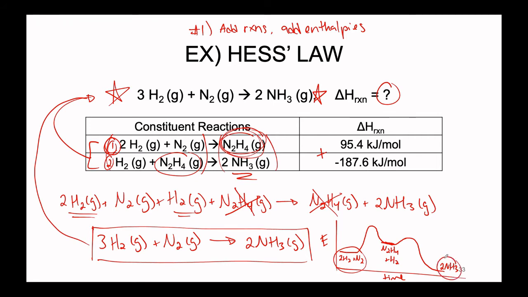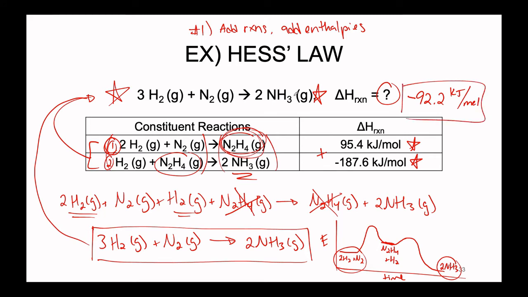We can forget about all of the in-between steps. We're just looking for the net difference here. And the net difference is going to be equal to the sum of these 2 enthalpies corresponding to step 1 and step 2 in this chemical reaction. All right, so if we add 95.4 to negative 187.6, our total calculated enthalpy is negative 92.2 kilojoules per mole.